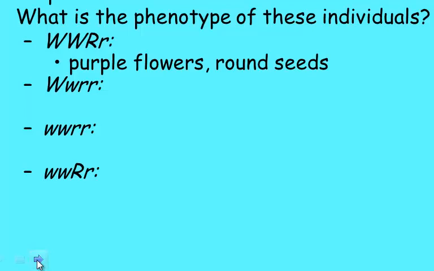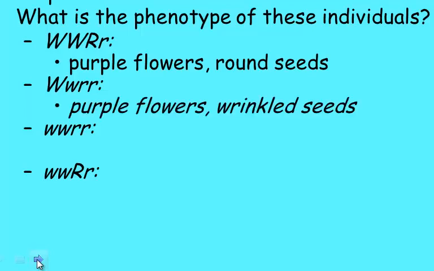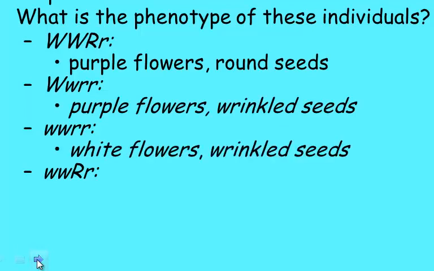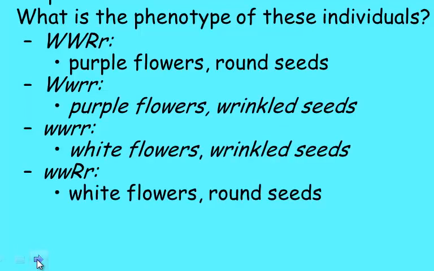The second one, again, you see the big W, that means you're going to have purple flowers, but because you have the two little r's, you end up with wrinkled seeds. In this one, white flowered, wrinkled seeds, white flowers and round seeds. We'll do lots of problems, let you play with this stuff, and you'll probably find that it really is pretty easy to figure out different genetics.